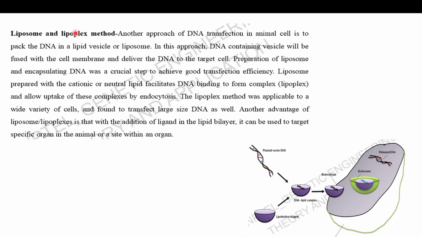And then there's the liposome and lipoplex method. This is another approach of DNA transfection in animal cells, to pack the DNA in a lipid vesicle or liposome. In this approach, the DNA-containing vesicle will be fused with the cell membrane and deliver the DNA to the target cell. Preparation of liposomes and encapsulating DNA is a crucial step to achieve good transfection efficiency.